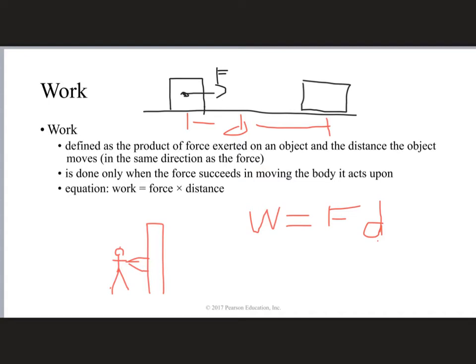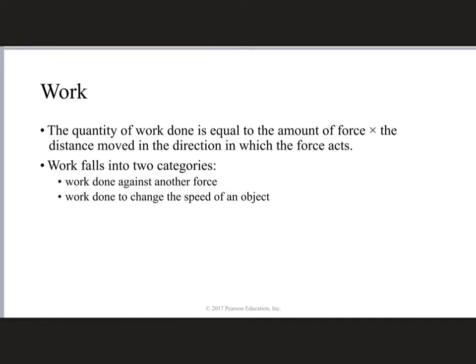In order to have work, you have to have two things. You have to have a force, and you have to have that force acting on something as it moves over some distance. They have to happen at the same time, the force and the distance, for there to be work. Now, the quantity of work done is equal to the amount of force times the distance moved, and it's always in the direction in which the force acts that the work is calculated. So if, for example, I have a force acting on something and the object moves perpendicular, that force actually won't do any work.